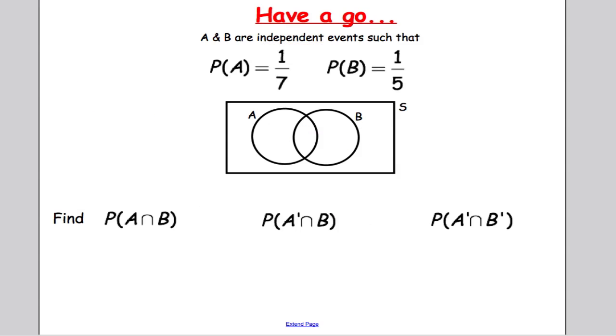Okay, time for you to have a go, so pause the video now and see if you can work out the answer to this one. Okay, hopefully you've had a go at that. Here are the solutions. So we got the intersection by multiplying the two probabilities together. Then we worked out the balance. That's 5/35, and that's 7/35. Fill in our diagram, and then it's fairly straightforward to answer the questions.